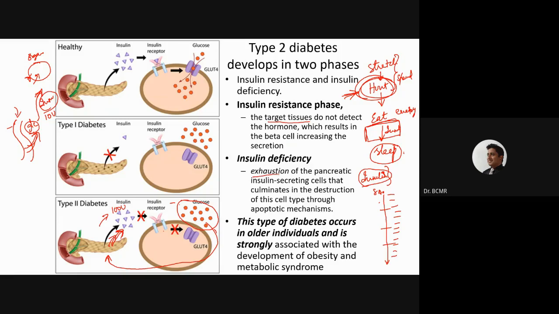So that creates an exhaustion of insulin secreting cells, and they overwork and undergo apoptosis. Now the beta cells are dying out, because of which it might result in insulin deficiency. So type 2 diabetes starts as insulin resistance, and over long periods of time, it increasingly results in insulin deficiency because of exhausted beta cells undergoing apoptosis.